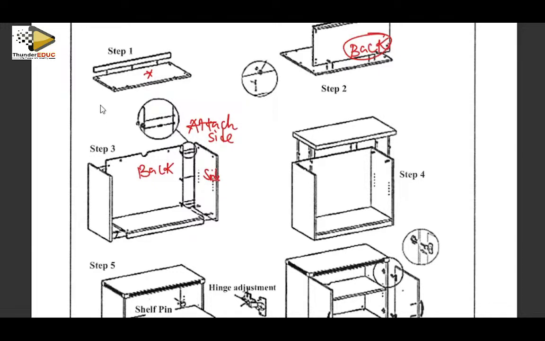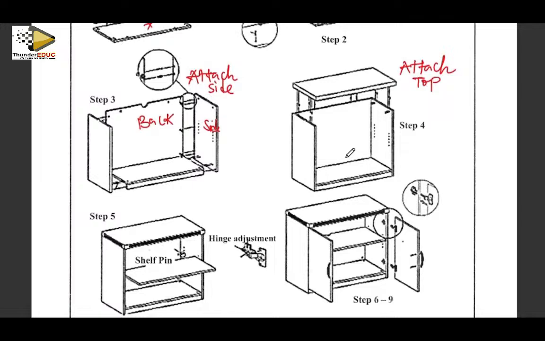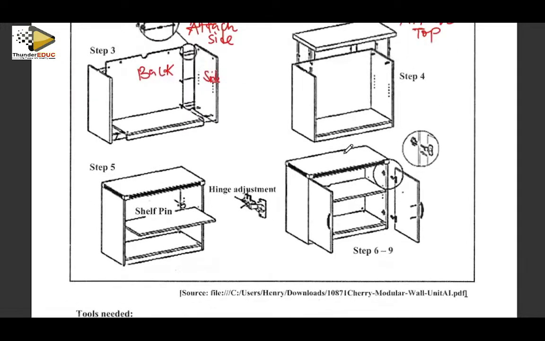In step number 4, attach what? Attach the top. Attach the top panel onto the assembled structure so far. Then come to step number 5. Here's where you stop. Slot in the shelf. Slot in the shelf. It's only one shelf. Slot in the shelf.